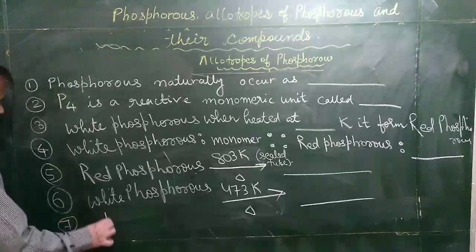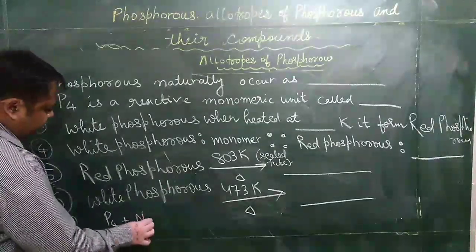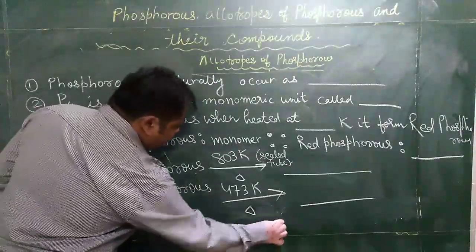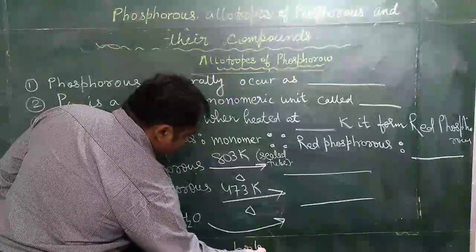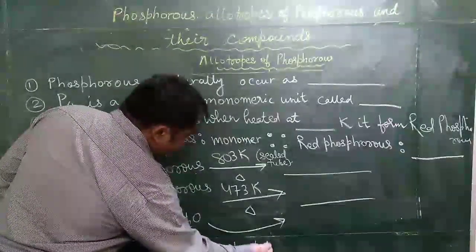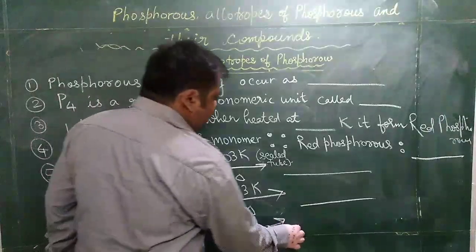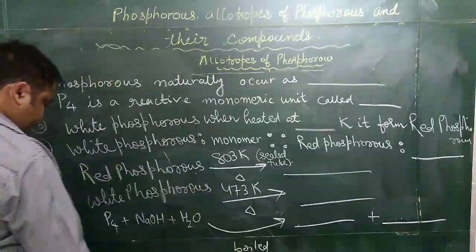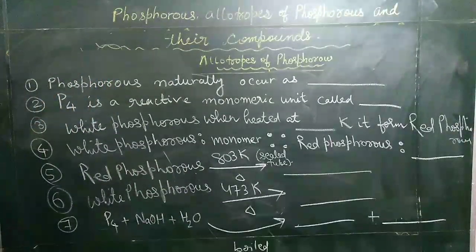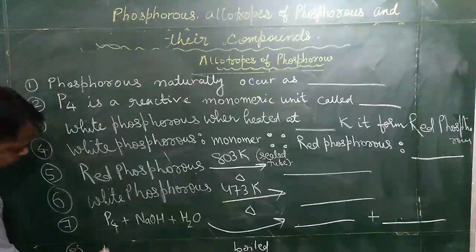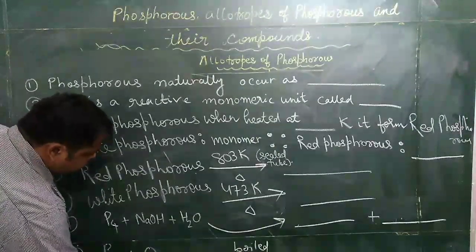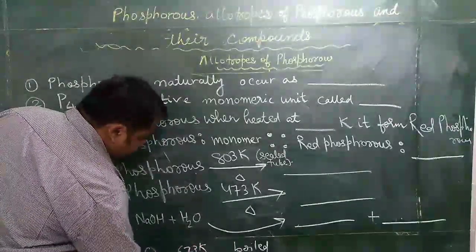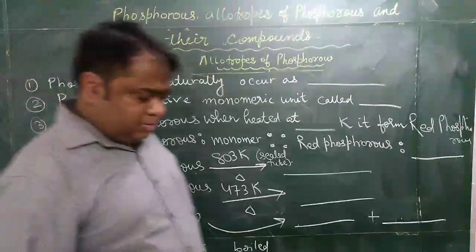Seven, P4 plus NaOH in water is boiled to form dash and dash. 8, P4 plus O2 at around 673 Kelvin heat gives what?